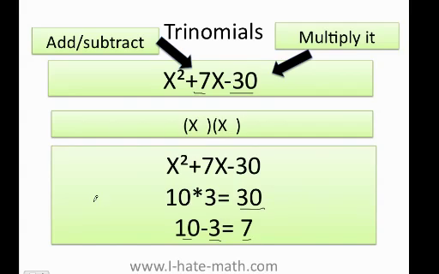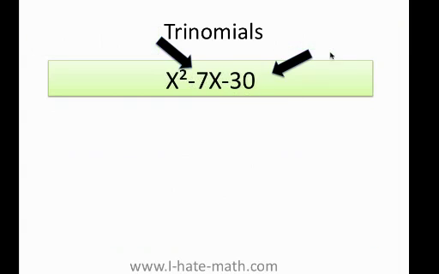So remember, two numbers when I multiply give me negative 30. When I add them or subtract, give me 7. Now I can just go ahead and add them. And look at this. Plus 10 minus 3. Let's test it. 10 times negative 3 is negative 30. 10 minus 3 is positive 7. That's it. Let's do another one.